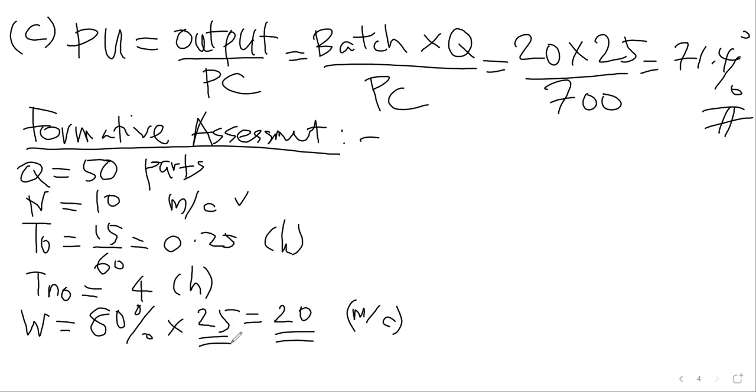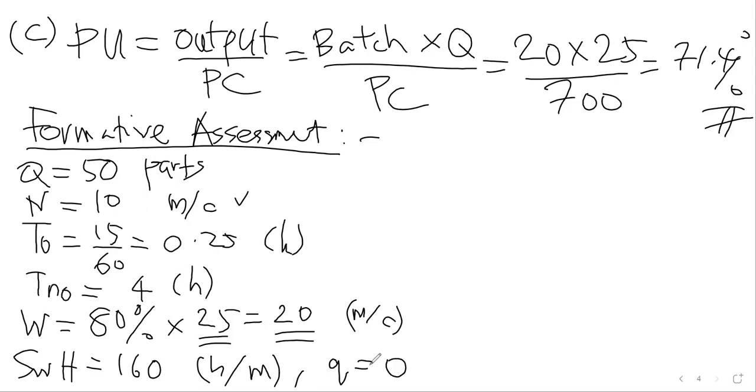The plant operates 160 hours per month. So not weeks, this one uses months already. The target is for a month, so the time given is per month, and Q scrap is 0. They have batches here.